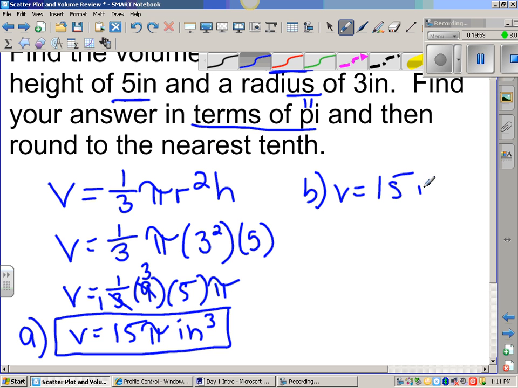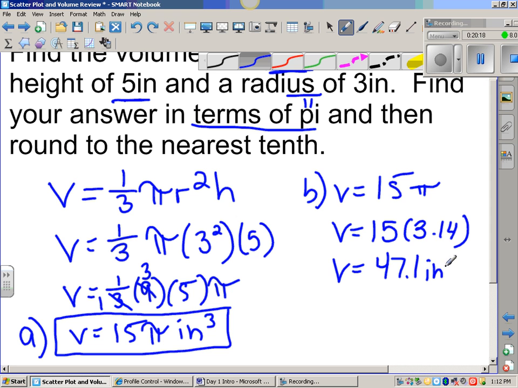You're going to take your 15 pi. Remember that pi is a number. We're going to replace it as 3.14. Type it into the calculator. And you get 47.1 inches cubed.